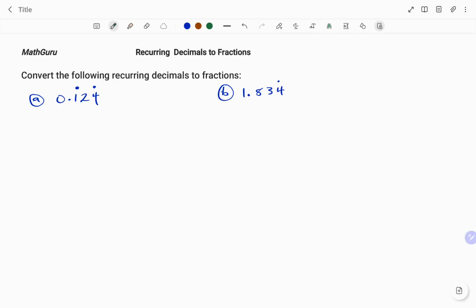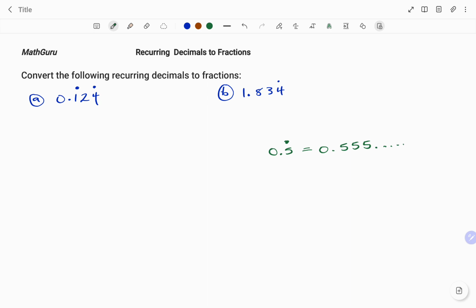In this video, I'm going to show you how to convert the following recurring decimals to fractions. A recurring decimal is any number with a repeated digit or section of repeated digits after a decimal point. For example, if I have 0.5 and I put a dot on the 5, which shows that the number 5 is recurring. Another way of writing that is 0.555, and that goes on.